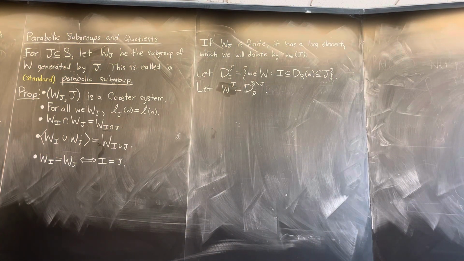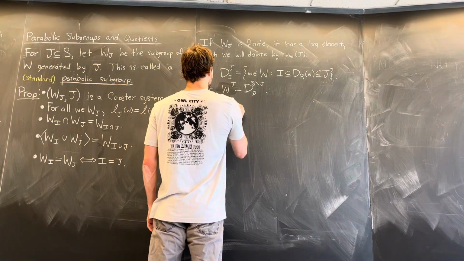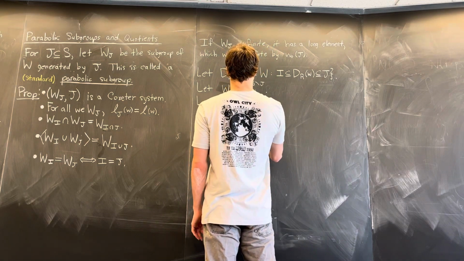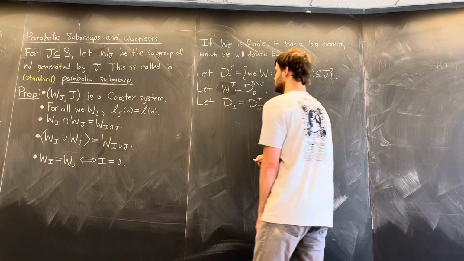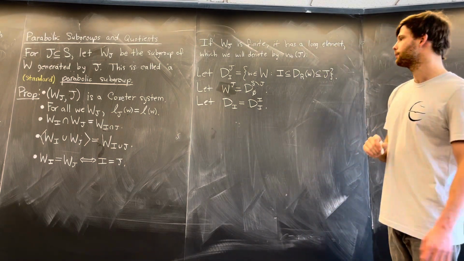And I guess we can also write d sub I for D_I. So d sub I is just the set of things whose right descent set is exactly equal to I.